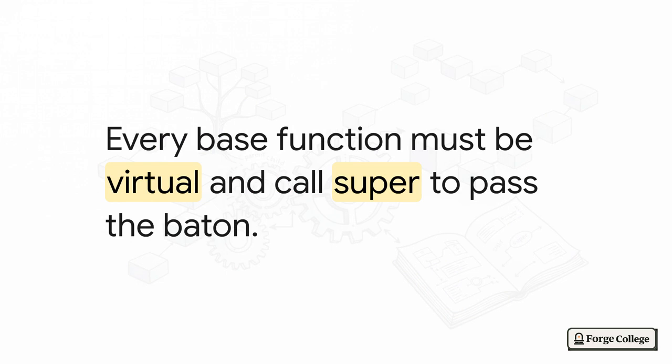In code terms, this means every base function must be marked virtual, and crucially, it must call super. If logger A does its job but forgets to call super, it drops the baton. The race just ends right there. Logger B will stand there waiting forever, and its code will literally never execute. Hard-coding logger_a.init, like our buggy developer did earlier, was basically snatching the baton and running completely off the track.